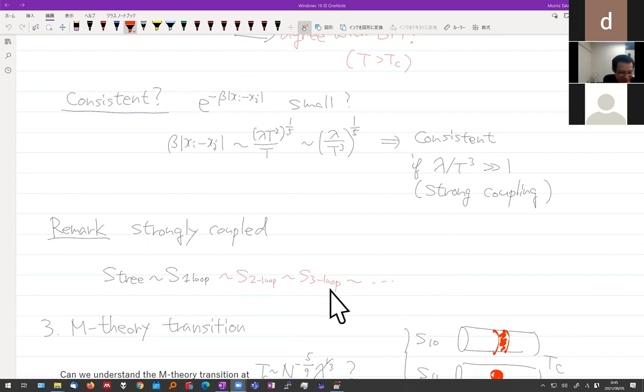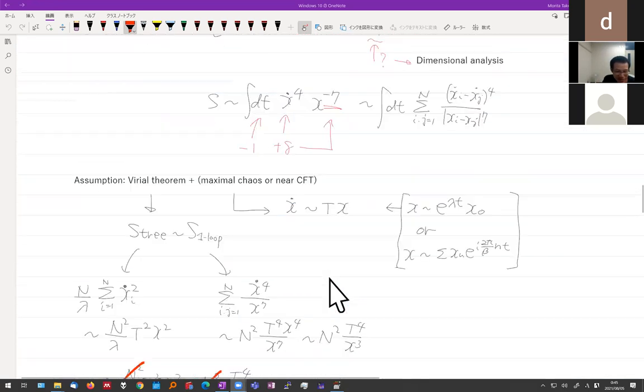Sorry, may I ask a question? I'm a bit confused by your maximal chaos assumption. The speed actually grows to infinity as time goes by. How can these objects, which are moving faster and faster, be confined in maybe some black hole? Isn't it counterintuitive?